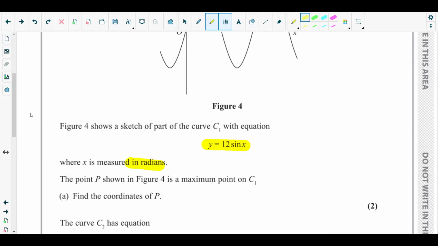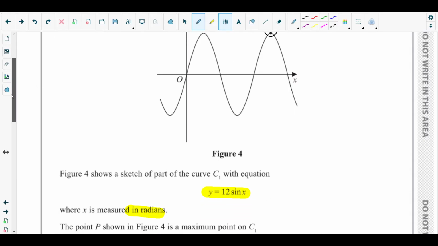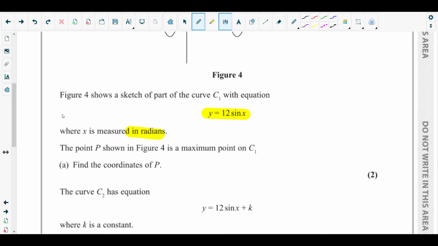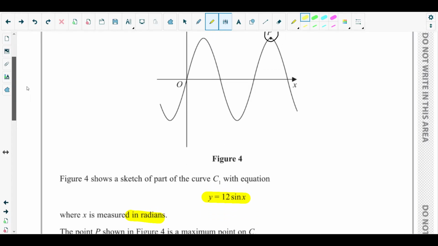The point P shown in figure 4. Where is point P? You can see a point P, the maximum point on this curve, the second maximum point. So point P is a maximum point on C1. Find the coordinates of P. We need to find out the coordinates of point P.